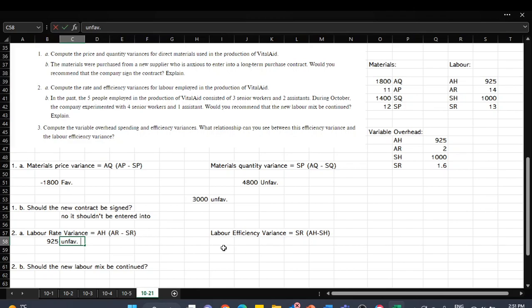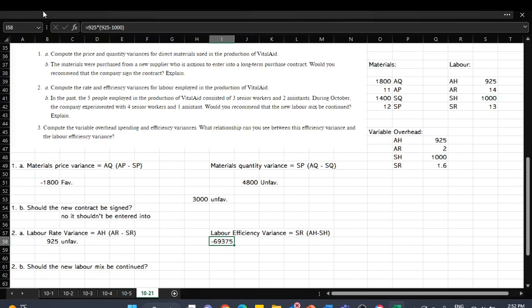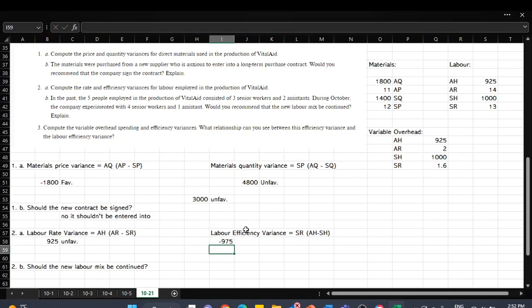So next, we're going to look at our labor efficiency. So our standard rate of 13, our actual hours minus our standard hours. Okay. Why didn't you like that? Just type it in to get around that. So 925 multiplied by 925 minus 1,000. Why? Oh, I put 925 instead of our standard rate of 13. Haha, sorry about that. I'll be okay.